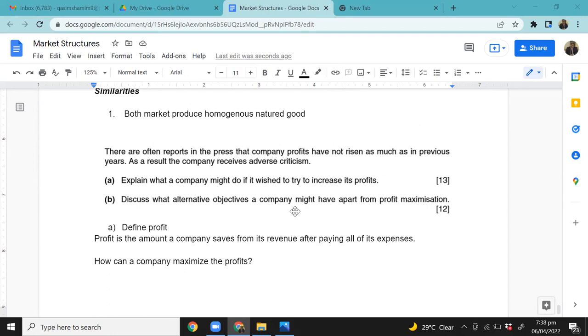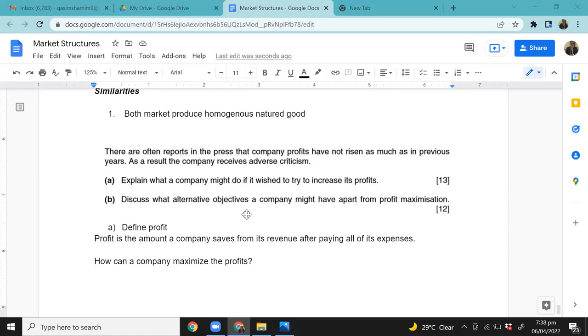So the question says, there are often reports in the press that company profits have not risen as much as in previous years. As a result, the company receives adverse criticism. Explain what a company might do if it wished to try to increase its profit. So if a company is trying to increase its profits, what should the company do, right? The first thing you have to do in this question is define what profit is, right? Profit is, simply speaking, the amount that a company saves after paying its cost. So the amount of revenue that a company saves after paying its cost, that is its profit, right?